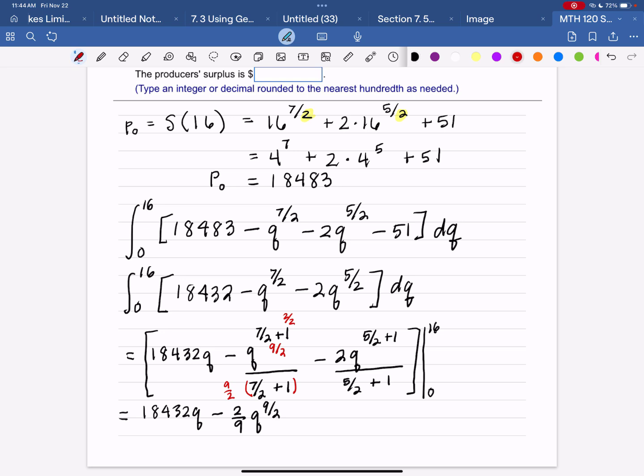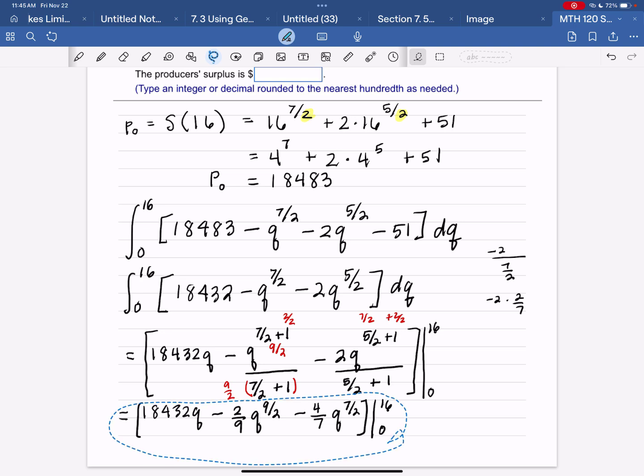And similar thing here, 5/2 plus 2/2. Well, that's 7/2. So this is going to be minus, and look, we've got a 2 on the top and a 7/2 on the bottom. When that's flipped, it's going to be 2/7, so it's going to be a minus 4/7 Q to the 7 over 2. And all of that has to be evaluated first at 16, then at 0, and then we find the difference of those.